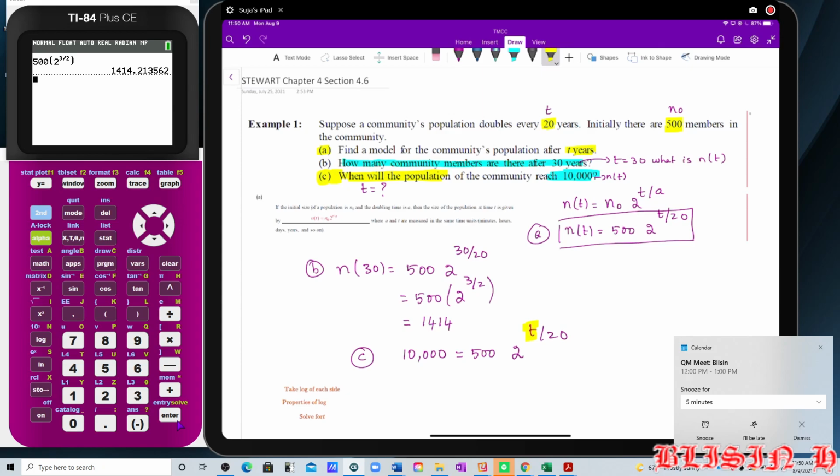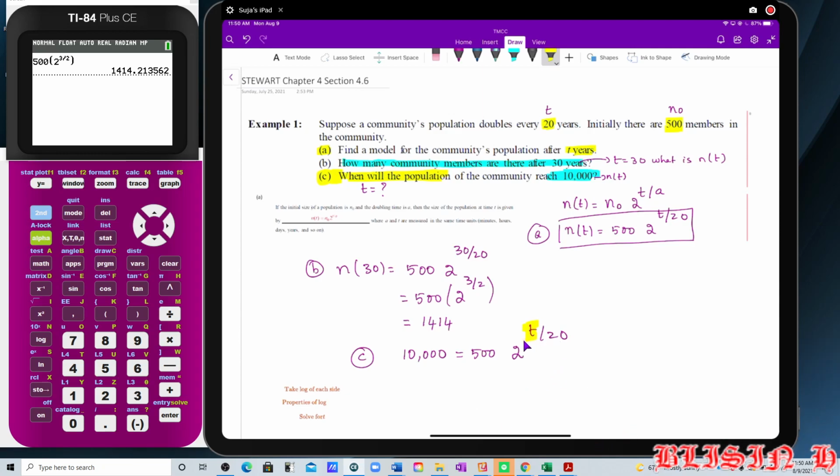Now I hope you all know by this time that this is an exponential equation. Why? Because the variable is in the exponent, and the only way I can solve an exponential equation is either if I can apply the properties of log, or I have to apply the rules of exponents. The rule of exponents is, if I can make my bases the same, like here, this 2 to the t over 20 is my exponential piece. If there is any way I can make my bases the same by isolating the 500, then I can equate my exponents. That's one option. If not, the other option is taking log both sides.